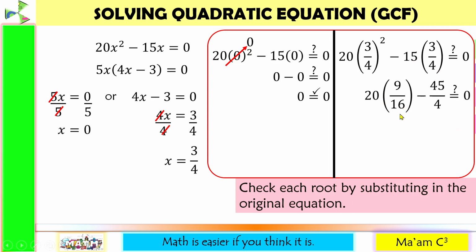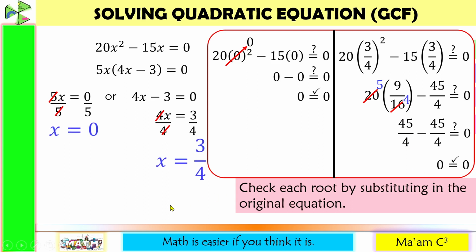20 and 16 are both divisible by 4. 20 divided by 4 is equal to 5. 16 divided by 4 is equal to 4. So we have 5 times 9, which is 45, divided by 4. Copy minus 45 over 4. Is that equal to 0? 45 over 4 minus 45 over 4 is 0. Yes, it is equal to 0. Therefore, our answers x equals 0 and x equals 3/4 are correct.